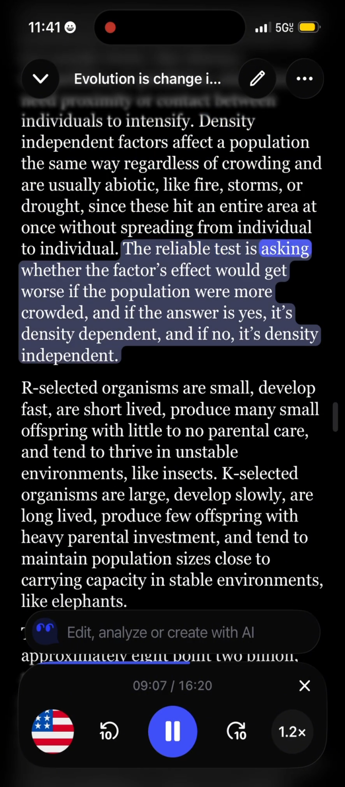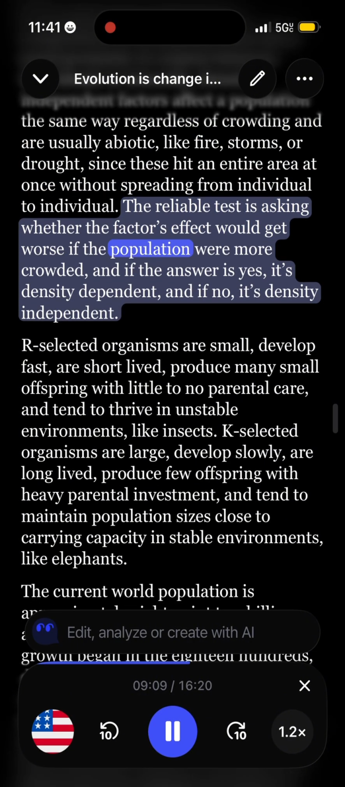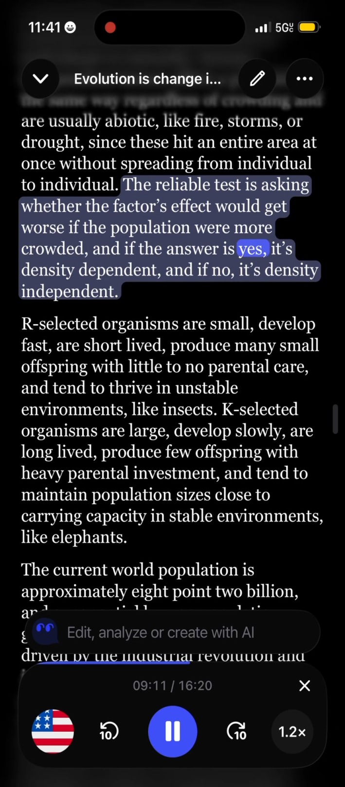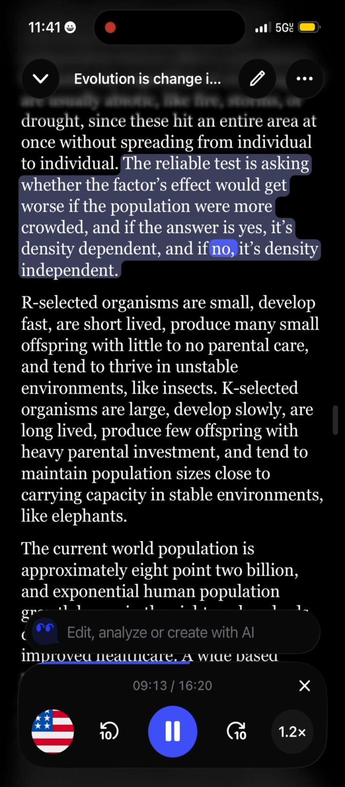The reliable test is asking whether the factor's effect would get worse if the population were more crowded, and if the answer is yes, it's density dependent, and if no, it's density independent.